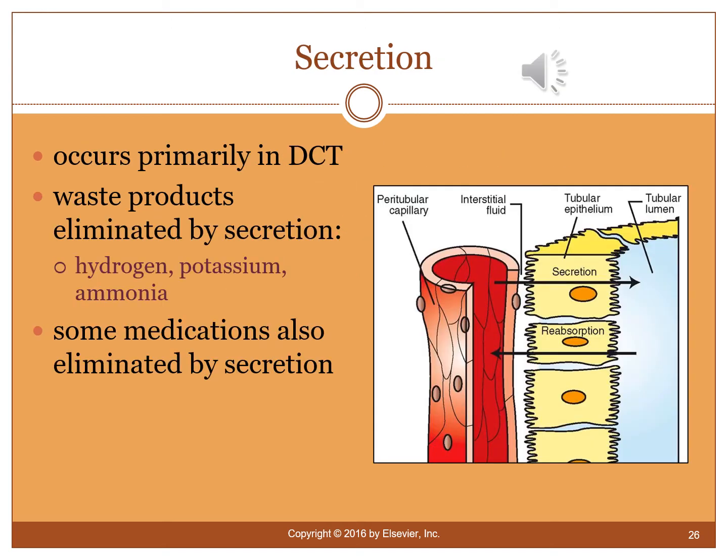So secretion is basically the last stop for any waste products that weren't already eliminated or removed from the filtrate. If there are waste products left, then they can be eliminated by the secretion that is occurring in the distal convoluted tubule. The main substances that are removed are hydrogen, potassium, and ammonia.